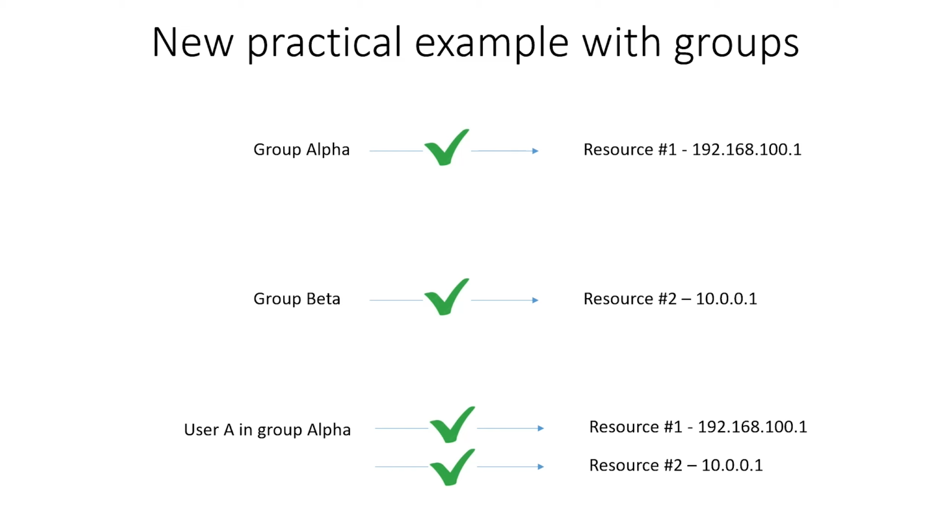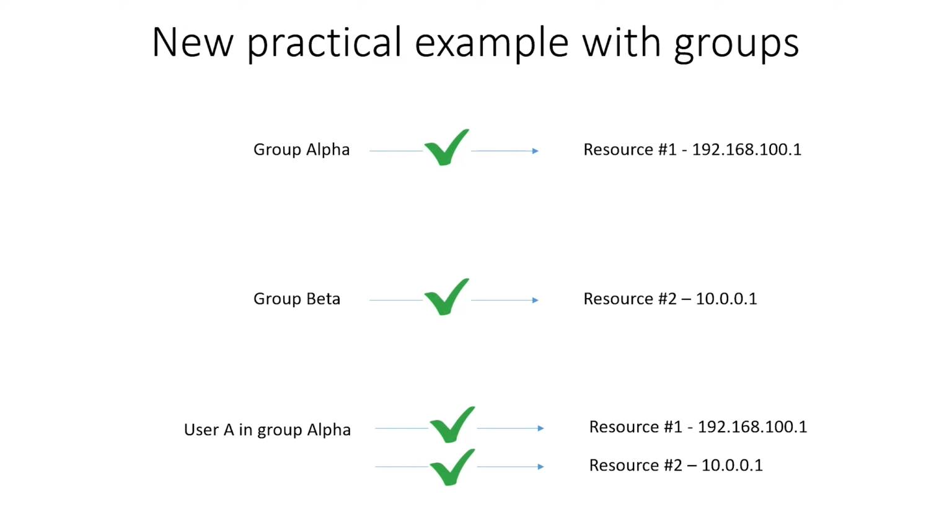Let's look at this example a little closer. We have defined a group alpha that has access only to resource 1 at 192.168.1.0.0.1. Any user that is assigned to group alpha will inherit that access to resource 1. Group beta has access only to resource 2 at 10.0.0.1. Any user that is assigned to group beta will inherit that access to resource 2. So basically, we have two groups that each have different access control rules, and users get access to those resources based on their group membership.